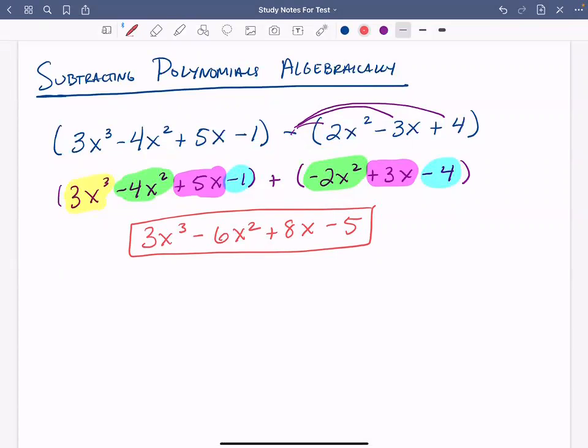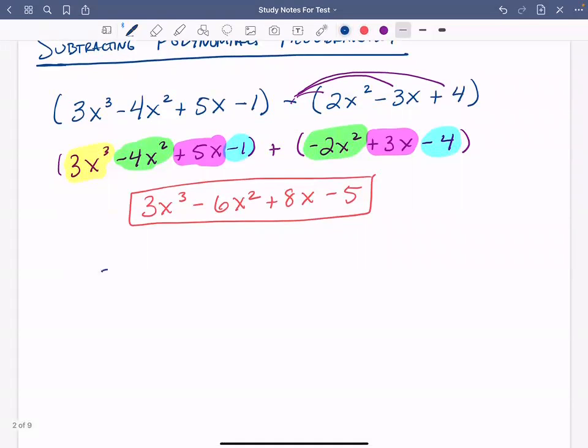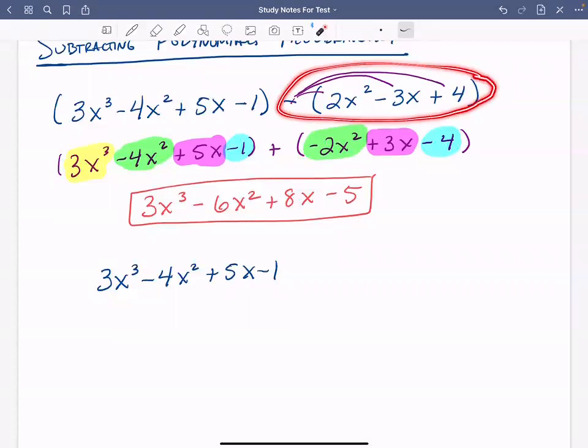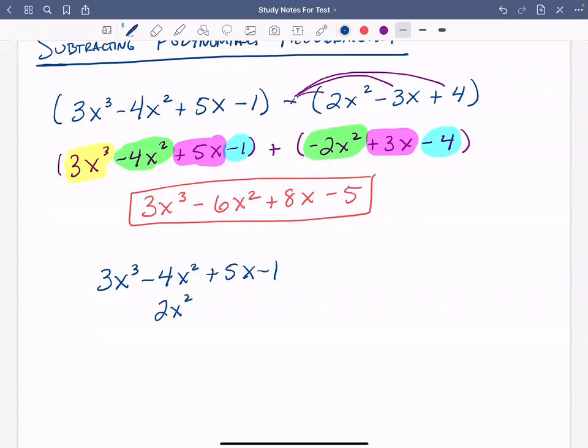So if we go vertically, we rewrite 3x cubed minus 4x squared plus 5x minus 1. Now, probably the easier way, so you don't see all these sign changes everywhere, is to go through like we did up here and distribute the negative into everything. And then that way you just add all of the signs already changed. However, I'll show you another way, so you can see the sign changes in the same type of problem. So we're going to line up like terms. We have a 2x squared, and then minus 3x, and then plus 4.